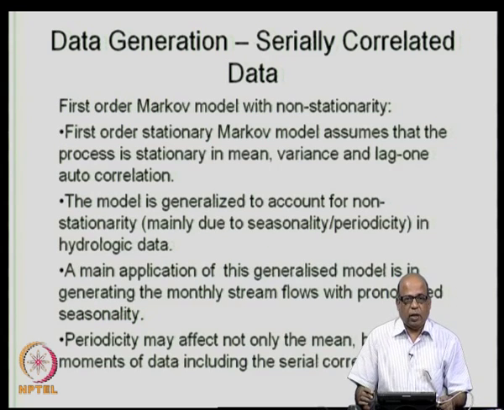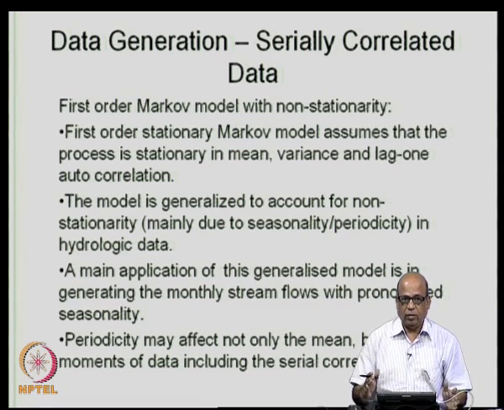Now, we will start relaxing the requirement of stationarity a bit. What did we assume in the Markov model that we just presented? That the mean remains the same. That means between June month, July month etcetera, we are not changing the mean.